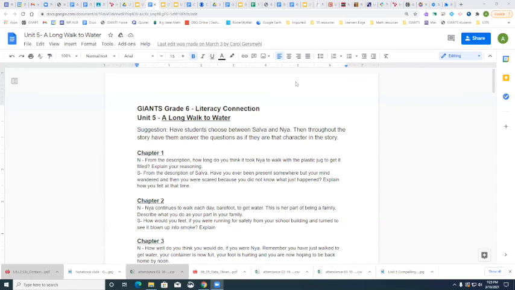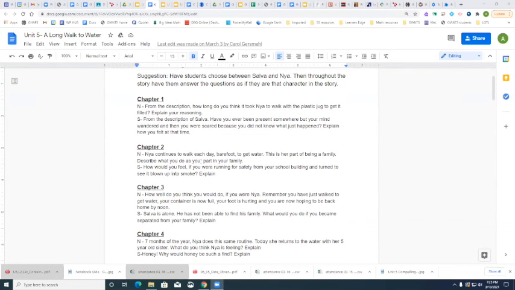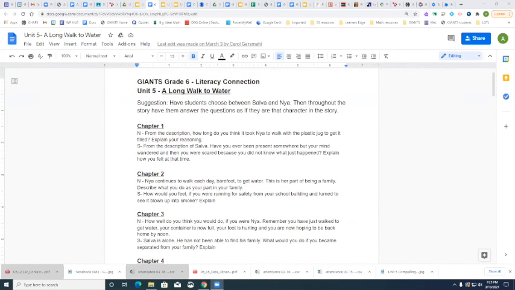You've been used to our literature where, either by chapter or by page, there's been a question. In A Long Walk to Water, we went a different route, and our suggestion is you have your students follow either Salva or Nya. They have the choice, but then they follow that character throughout, because this story comes from two different children: one fleeing a war-torn country, and the other walking miles for what they think is fresh water, but it actually is not, and what she goes through. Every chapter, there's a question for either Salva or Nya for the students to respond to.